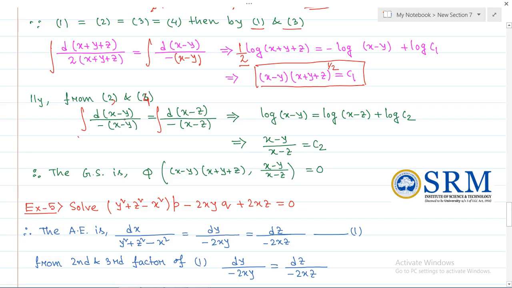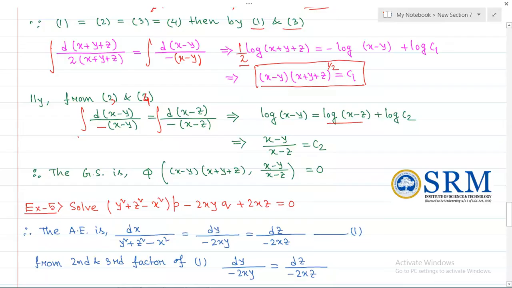Since it is d of u upon u, what will be the answer? That is log of x minus y. Similarly, on this one, it will become log of x minus z plus log c2. Now take this log x minus z from the right hand side to the left hand side. It will become log of x minus y minus log of x minus z. So log a minus log b is log of a upon b, right? So it will become x minus y by x minus z, and this log we can cancel by taking exponential power, so it is like this.